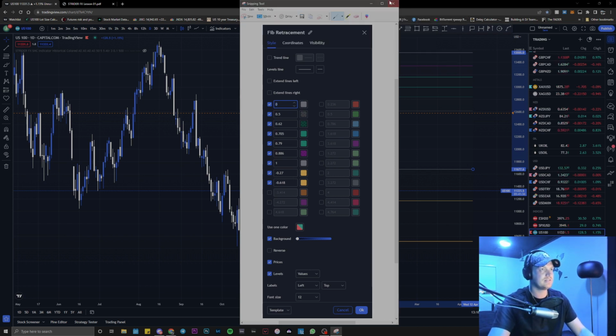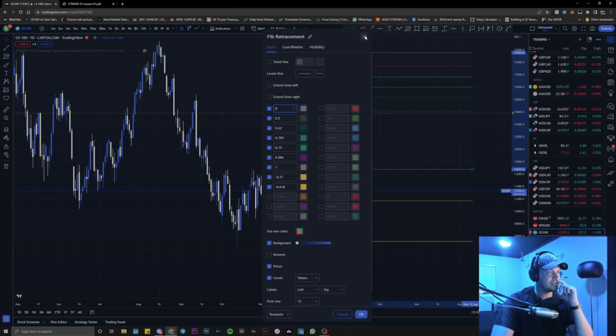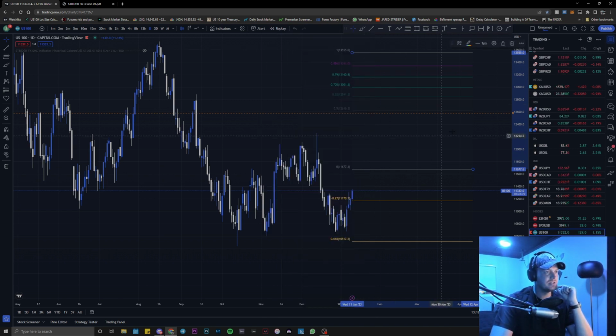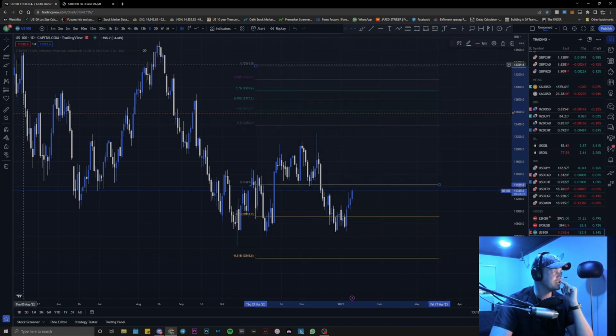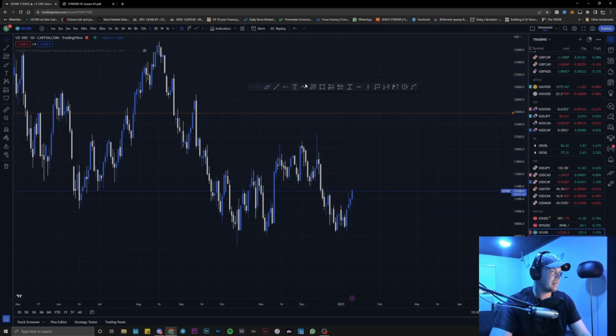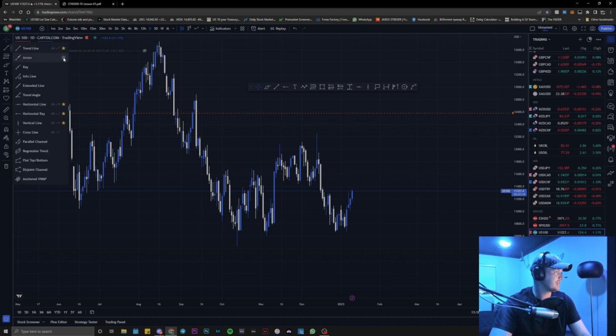I'll post that for you guys after the stream, just so you can set up your own Fib. And there's a Fibonacci tool you can access on the left pane here. Let me just go over my favorites. You can see my favorites are here. To create a favorite, you click the star next to it.